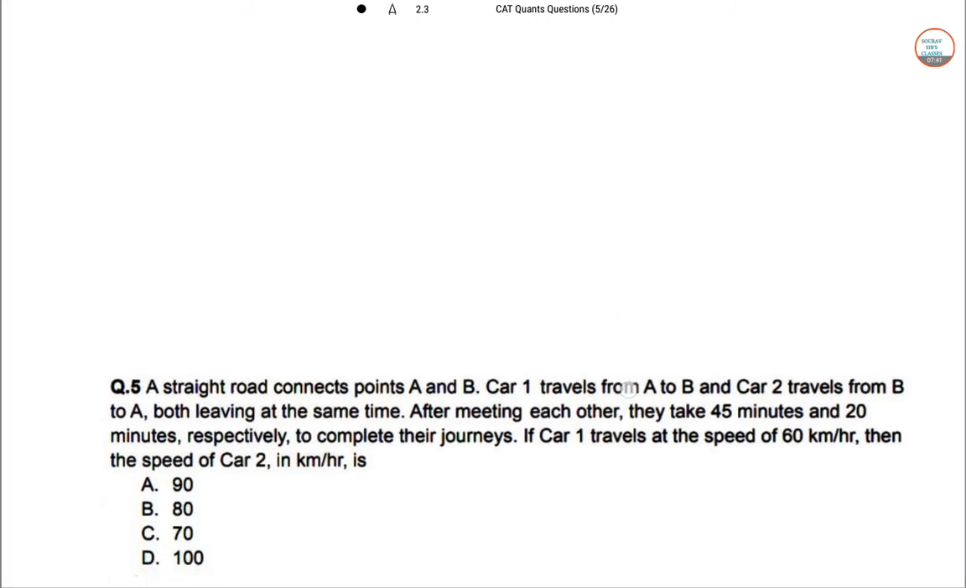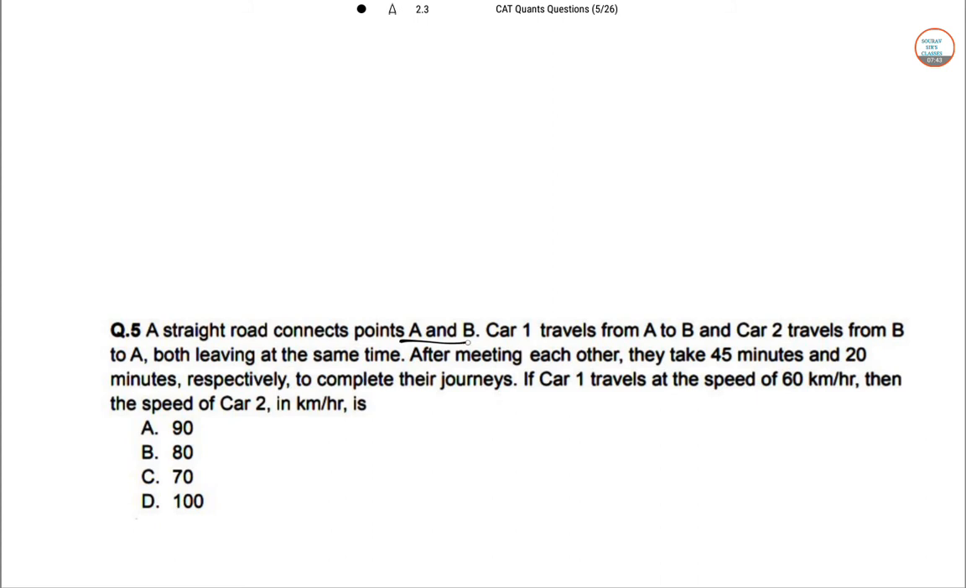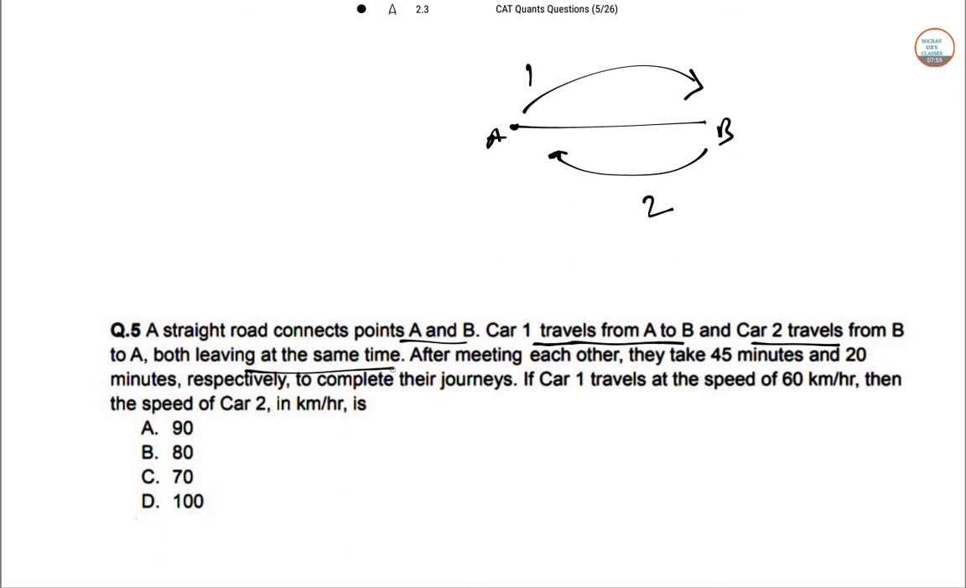A straight road connects points A and B. Car 1 travels from A to B and car 2 travels from B to A, both traveling at the same time. After meeting each other, they take 45 and 20 minutes respectively to complete their journey. If car 1 travels at a speed of 60, then car 2 travels at what speed?